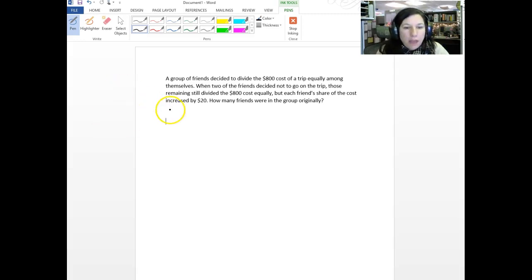What I'm going to write for that is simply 800 divided by, now here I would put the number of people going on the trip, but that's an unknown. We don't know how many people are going on the trip, so I'm going to use X as a variable to represent that. Okay. When two of the friends decided not to go on the trip, those remaining still divided the 800 cost equally. So what that looks like is it still costs $800, but the number of people is whatever that starting number was minus 2.